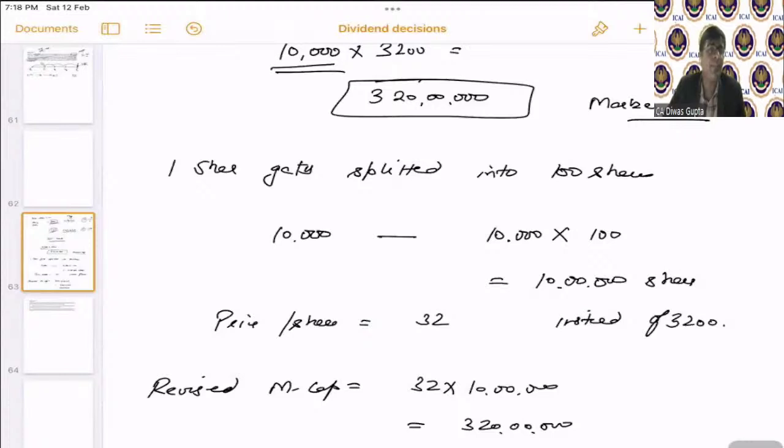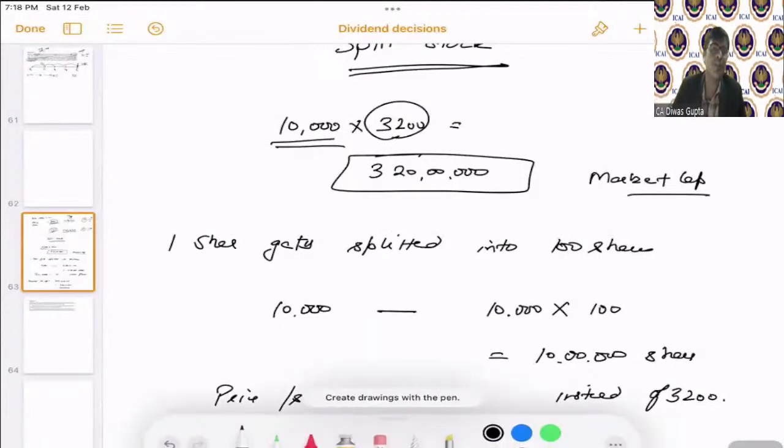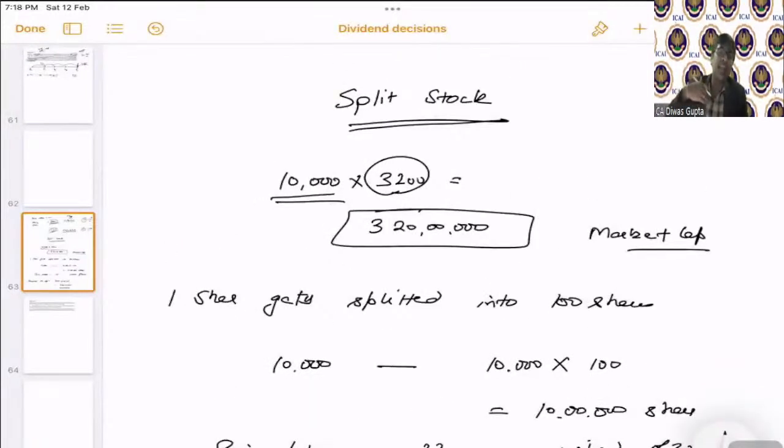I've just taken an example. 3,200 rupees might not be the right price per share to do a share split. But what I'm trying to say is that if the price becomes very high, then definitely one unit of a share becomes unaffordable to that particular investor.